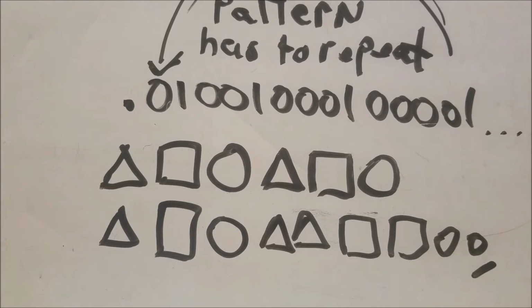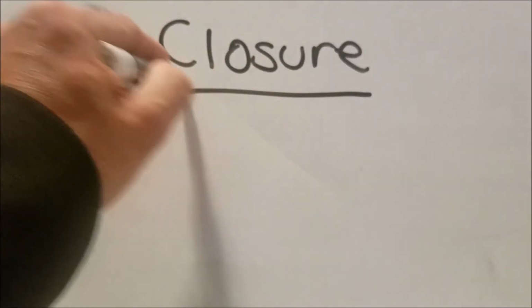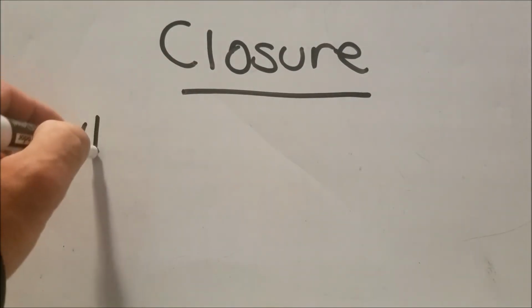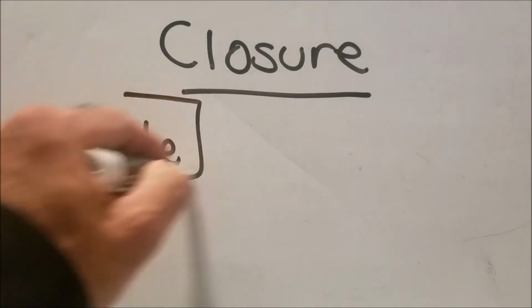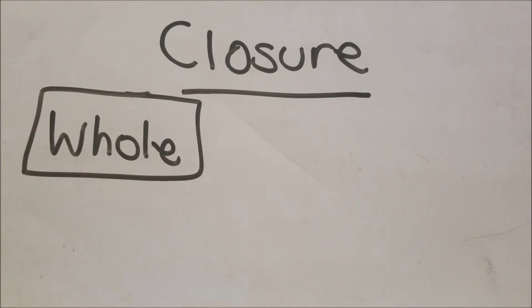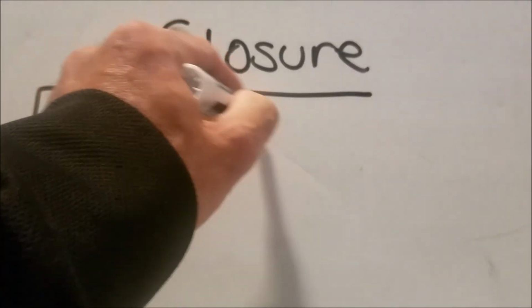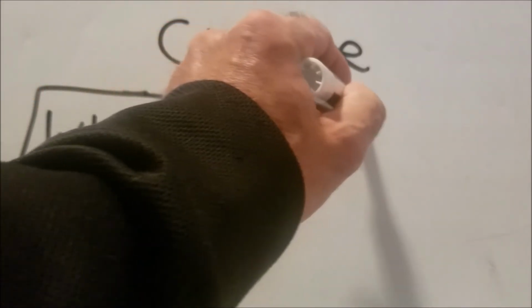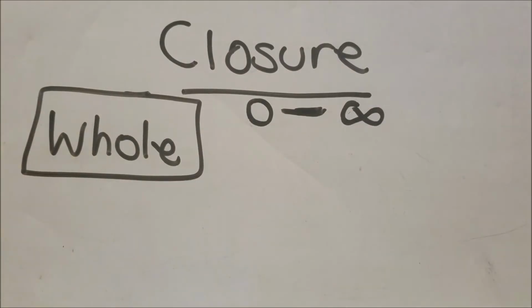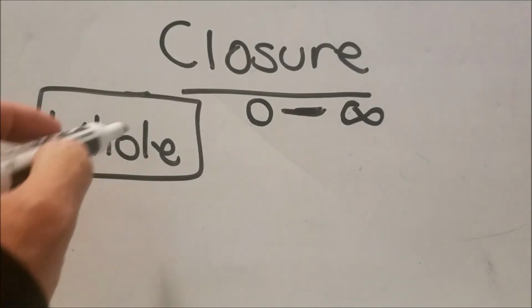Okay, so let's talk about closure now. That's the real thing we were going to talk about today. The real thing, get that? Real numbers. Closure. And let's look at one, for example, with whole numbers. So if you take a whole number, anything from 0 to infinity is a whole number. And they can't be fractions or decimals.